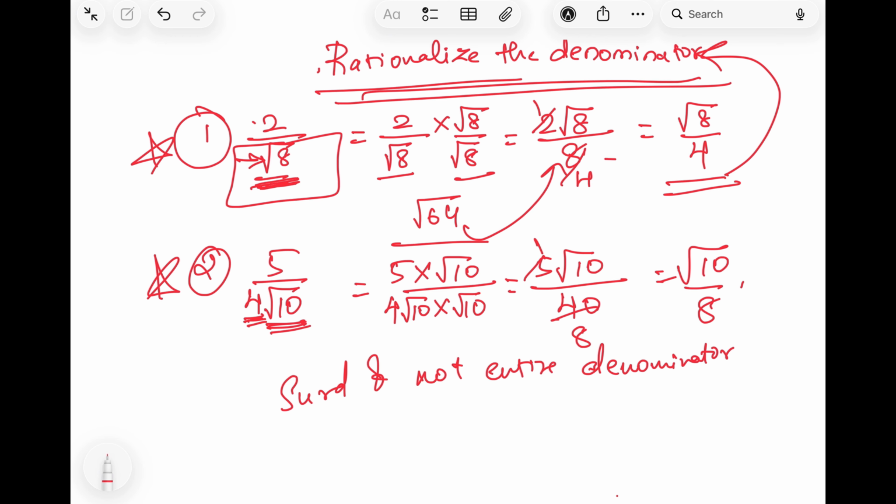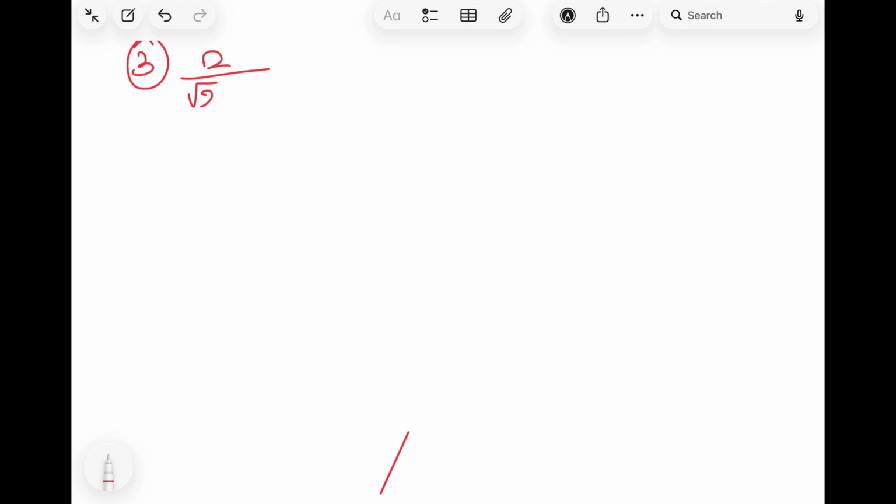Okay, now we will do more questions of rationalize, but here there will not be a single term in the denominator. There will be two terms and they will be separated through a positive or negative sign. So the question is 2 upon root 2 minus 1. Okay, in this, if you see the question, the denominator is not having one term, it is having two terms.